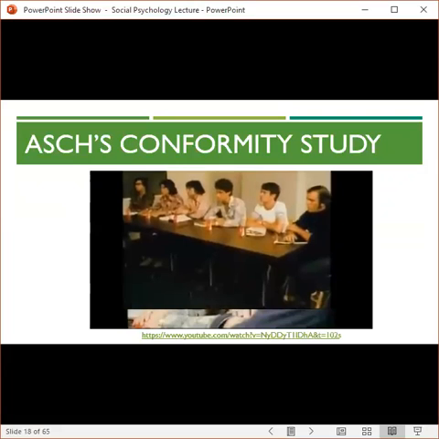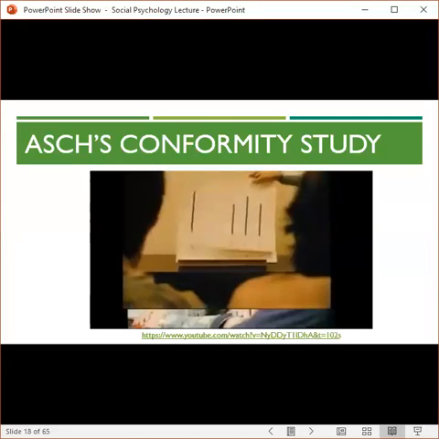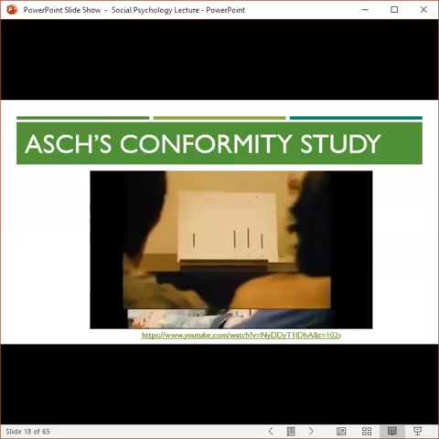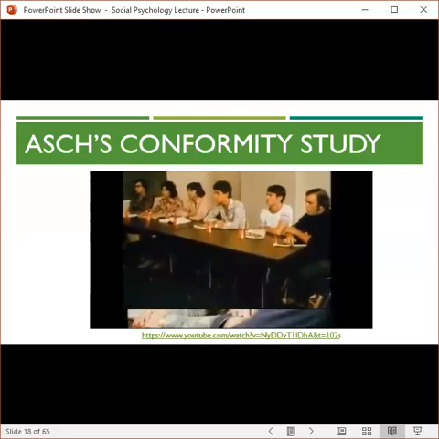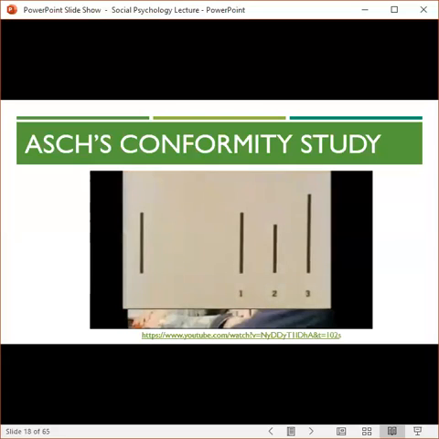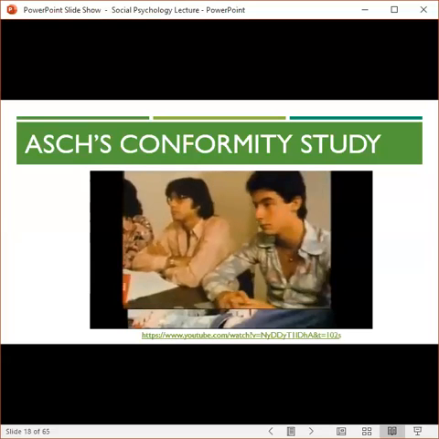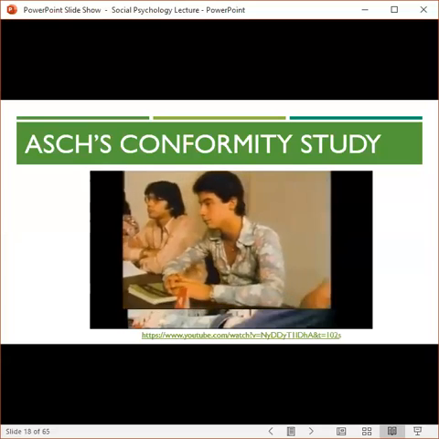2, 2, 2, 2, 2, 3. 3. 3. 3. But on the third trial, something happens. 2. 2. 2. 2.